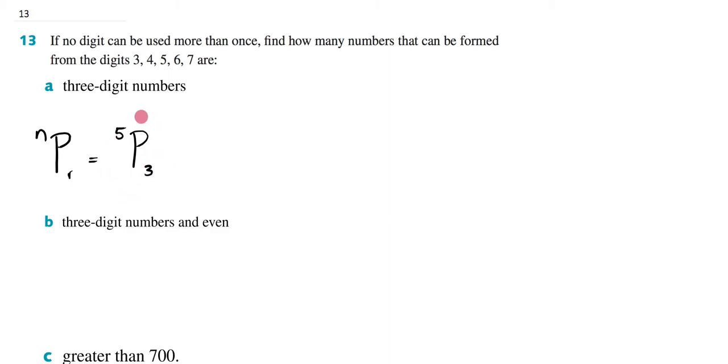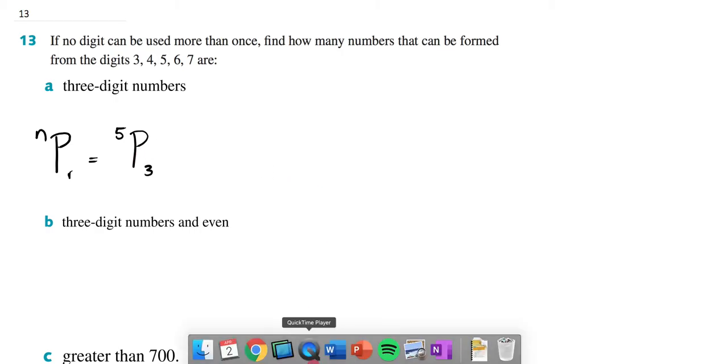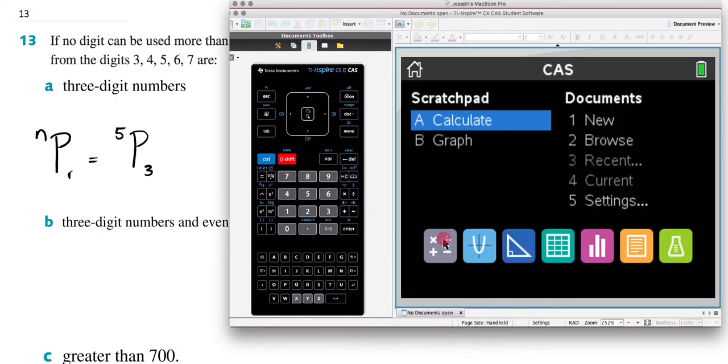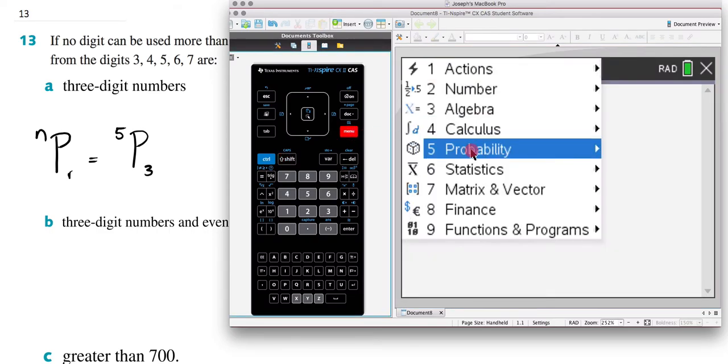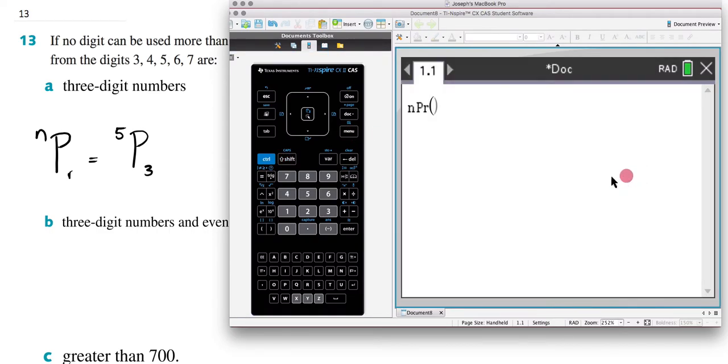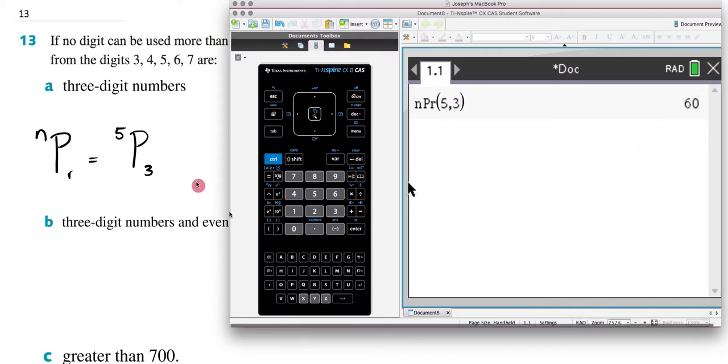So now that I have it in this notation, I really hope that you're able to utilize your CAS calculator to answer this question. So you're going to go to menu, then probability, then permutations, then type in your n value of 5, then your r value of 3, hit enter. Your answer is going to be 60. But let's see now why that is the case.